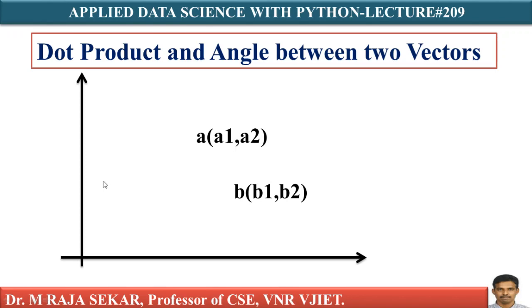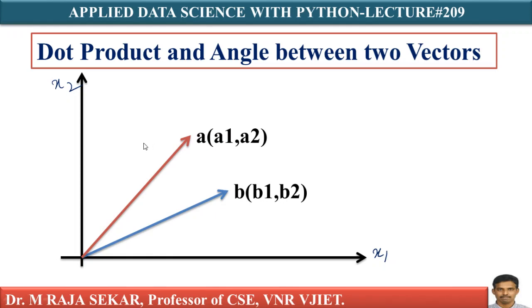Of course, A has two components. How many components does A have? Two components, A1 and A2, and B also has two components, B1 and B2. When we have these two components, let me assume this one is my x1 axis, this one is my x2 axis. This is your vector A and this is your vector B, isn't it?